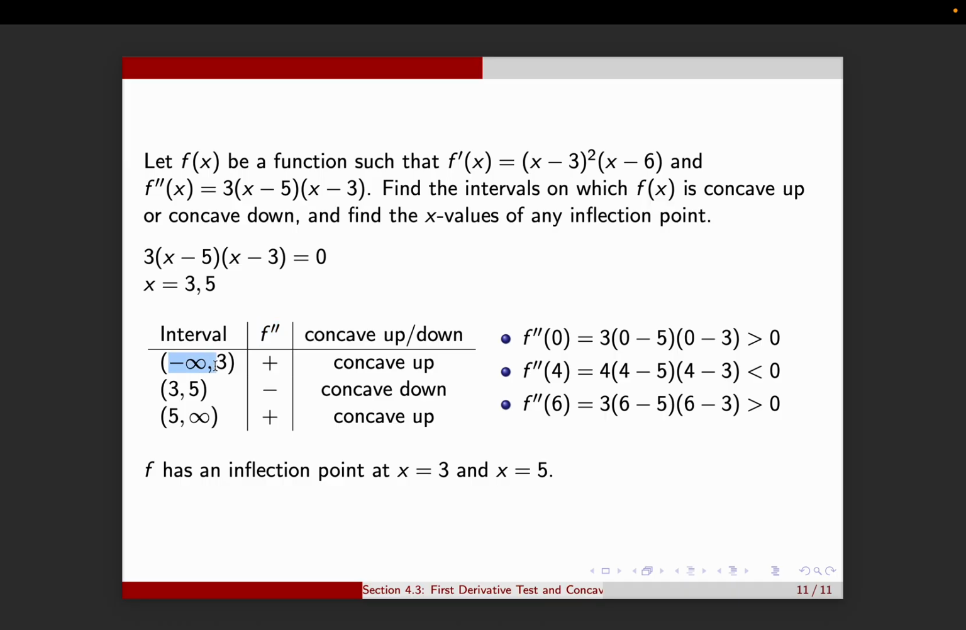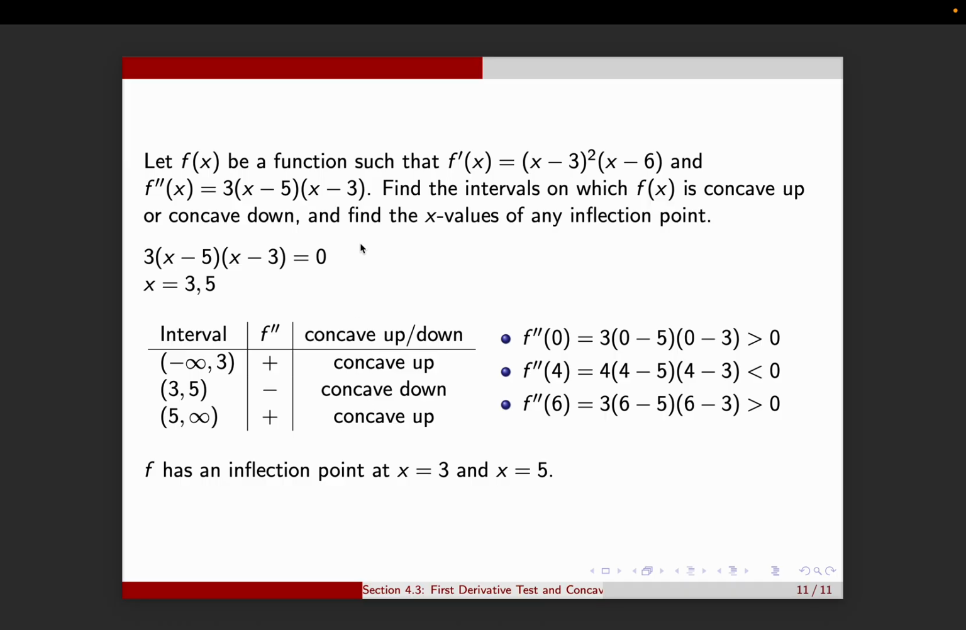And now we plug test numbers into f double prime instead of f prime. Between negative infinity and 3, a good test number is 0. If you plug 0 into the second derivative, you get negative, negative, which is positive. Between 3 and 5, a good test number is 4. So you get negative times positive, which is negative. Between 5 and infinity, 6 is a good number. Positive, positive is positive. Okay, so the function is concave up on 2 intervals and then concave down between 3 and 5.